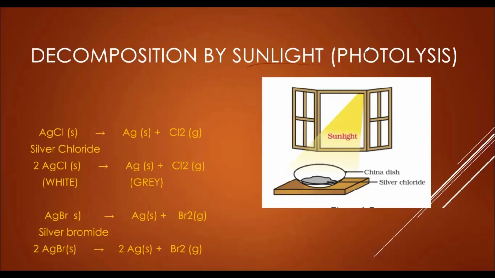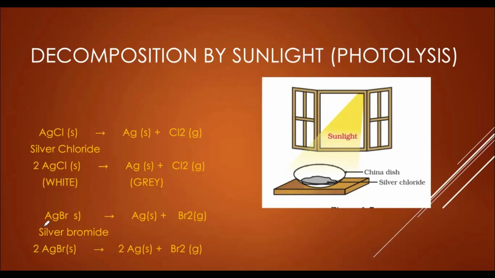Decomposition by sunlight is also known as photolysis. And here is the photolysis of silver chloride and silver bromide. When silver chloride salt is placed in sunlight, it decomposes into silver and chlorine gas. And you will observe the white salt of silver chloride turns into gray. Silver is formed during this reaction, and chlorine gas is released during this reaction.